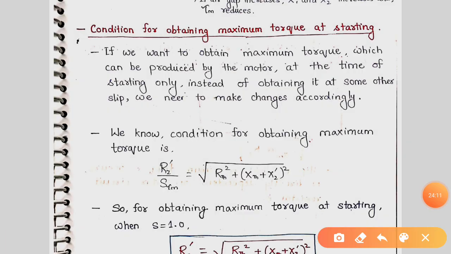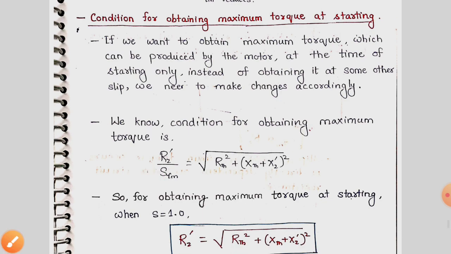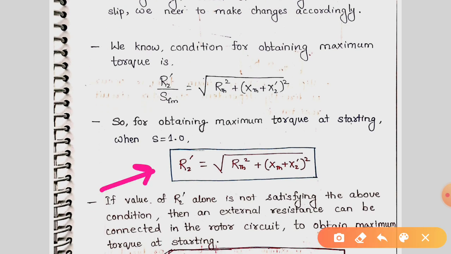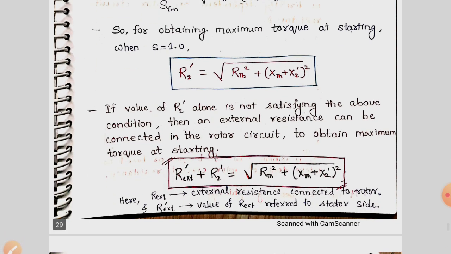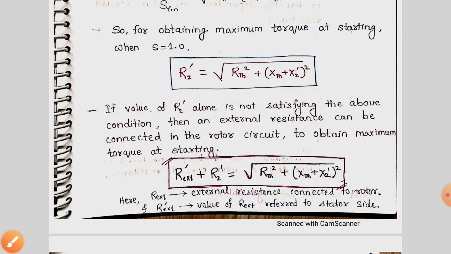Let's see the condition for obtaining maximum torque at starting. If we want to obtain the maximum torque at starting itself, then what is the condition? At starting, we know that the slip is equal to 1. So putting this value of slip equal to 1, we see that the condition is R2' is equal to the square root of (RTH² + (XTH + X2')²), and if R2' alone is not sufficient, then we can add some external resistance in the circuit to obtain this maximum torque at starting. This condition must be satisfied in order to obtain maximum torque at starting.